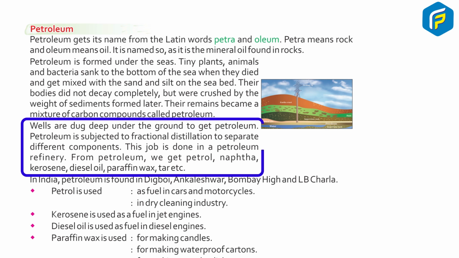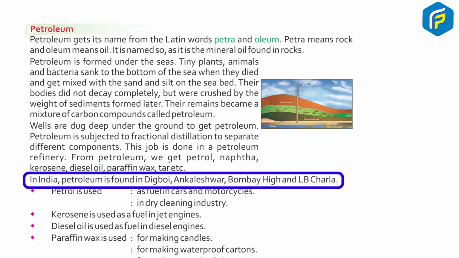Wells are dug deep under the ground to get petroleum. Petroleum is subjected to fractional distillation to separate different components. This job is done in a petroleum refinery. From petroleum we get petrol, naphtha, kerosene, diesel oil, paraffin wax, tar, etc. In India, petroleum is found in Digboy, Ankleshwar, Bombay High and Lunej.